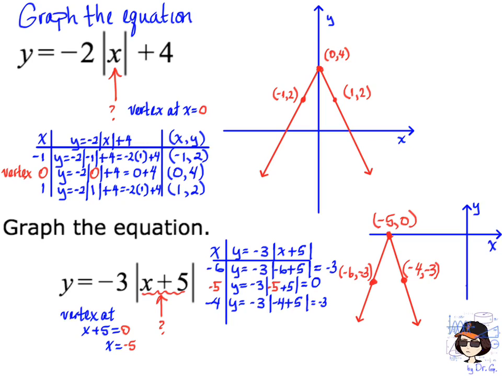So just a little clue about that. Notice in both of these equations, in front of the absolute value, we had a negative number. In the first equation, we had a -2. In the second equation, we had a -3. Because that number in front of the absolute value was negative, that's the clue that we're going to be pointing down, that our V is upside down, and the vertex is actually the highest point. If we had a positive number in front of the absolute value, then the vertex would be the lowest point, and our graph would be opening upward.